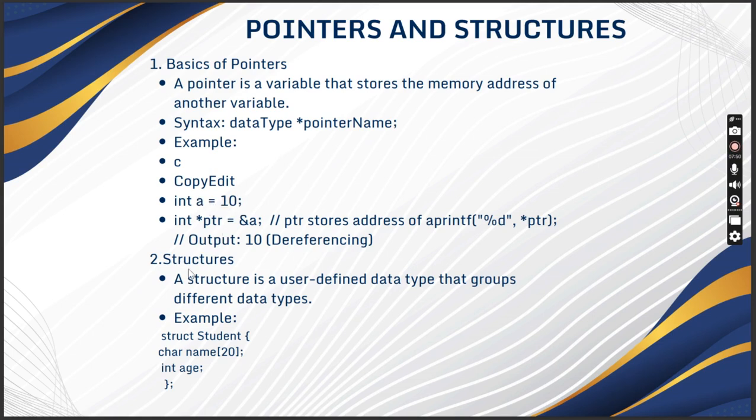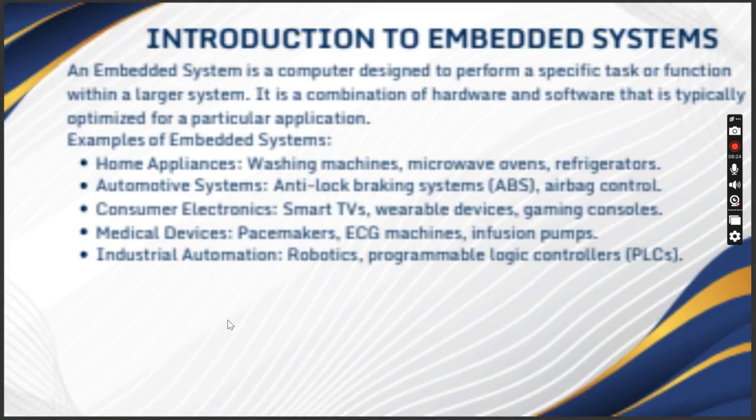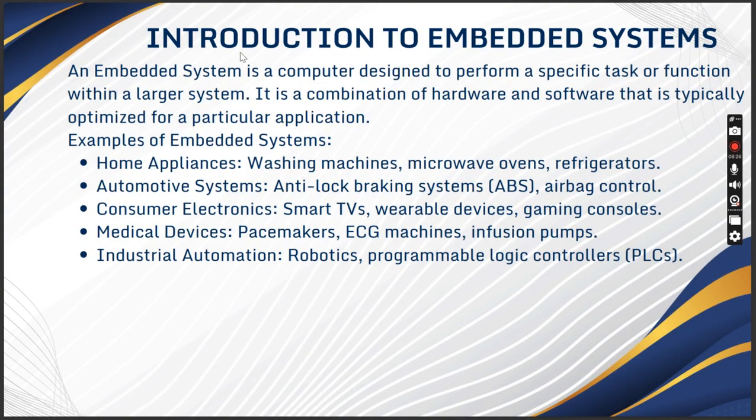Next we go through structures. What do you mean by a structure? A structure is a user-defined data type that groups different data types together. An example is struct student: char name of 20, where you can give your name in alphabets, then int age. This is the example for a struct. Our basic concepts of C programming are done.